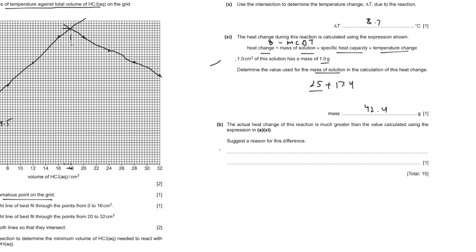So the actual heat change of this reaction is much greater than the value calculated. Suggest a reason for this difference. Same reason, that heat is being lost because you use a glass beaker. So obviously the glass instrument that you're using is conducting. It's going to conduct heat. So heat is being lost. That's why there is a difference between the actual value and the calculated value. So because heat is lost.